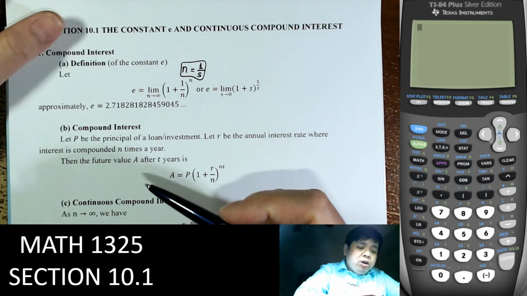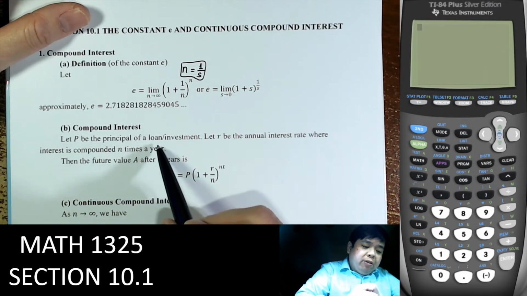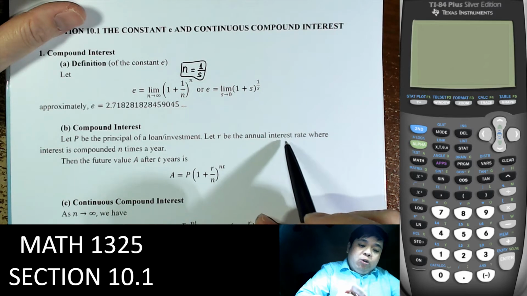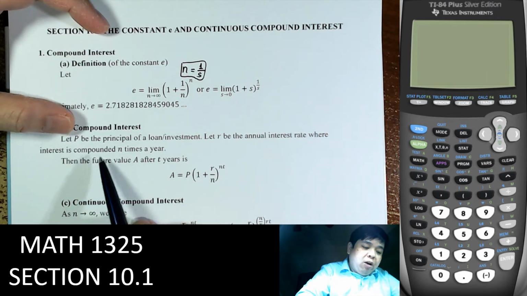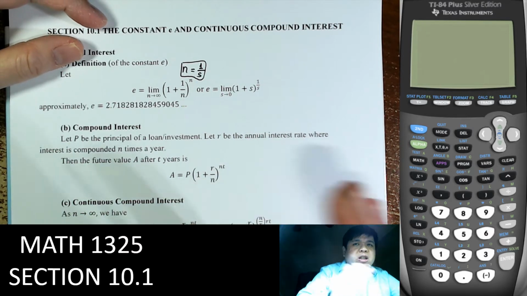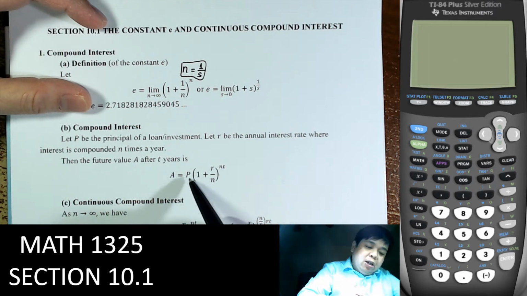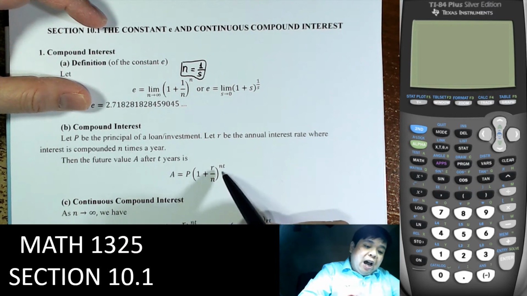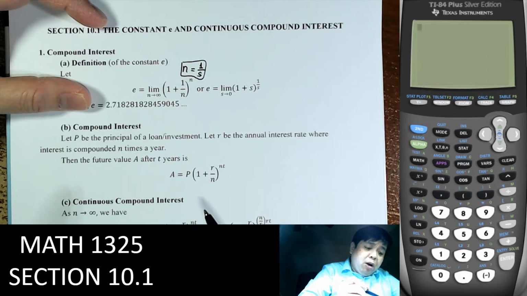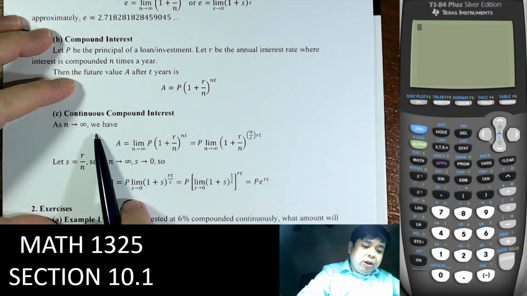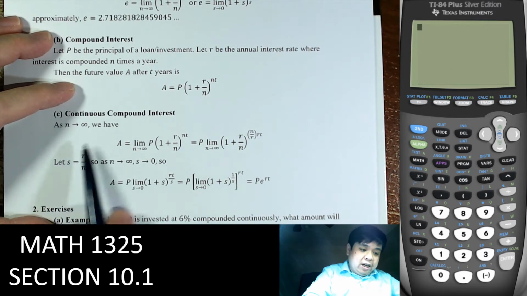Right, now compound interest. Let P be the principal of a loan or of an investment. Let r be the annual interest rate where interest is compounded n times a year. This is like business math; you should have seen this before. The future value A is given by this. Whatever we invest, we will get that amount A after t years, where n is the number of compounding periods a year. Now, as n goes to infinity, we will have this formula, and this is the proof.